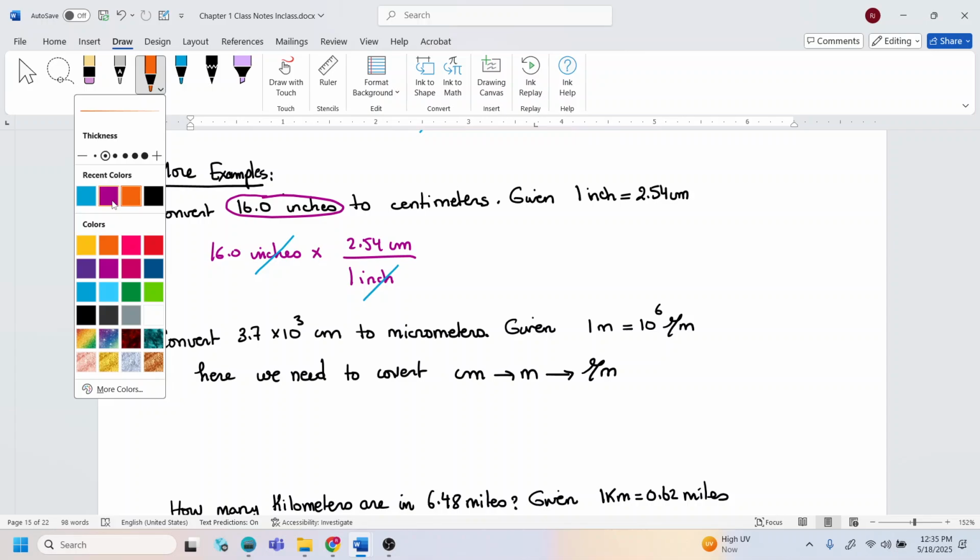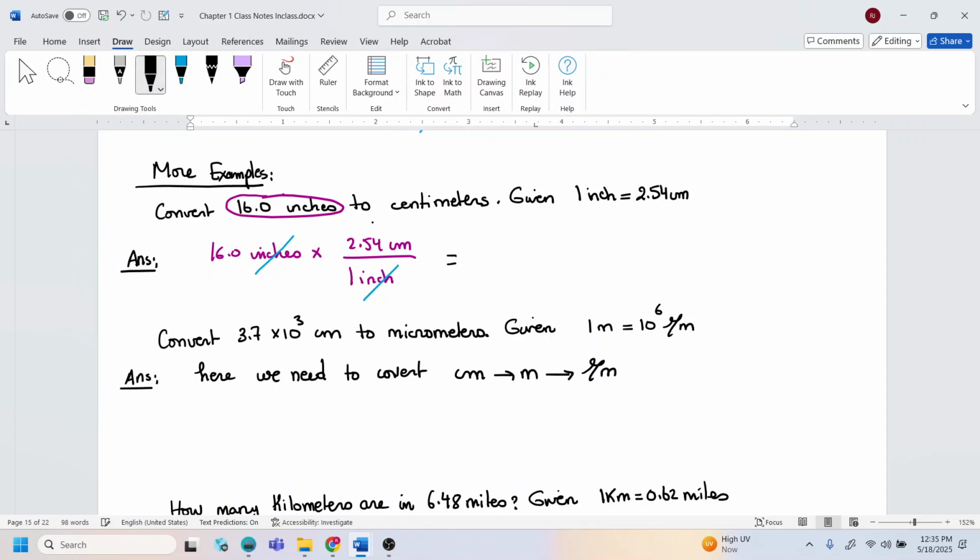And now my answer is going to be 40.6 centimeters. Units are a must to add. So please make sure to put your unit, because your number means nothing without your unit. What's remaining is the centimeter, so we go ahead and put the centimeter. See, my given was 3 significant figures, right? So my answer over here is going to be 3 significant figures. I don't care how many significant figures my conversion factor has, because my conversion factor is fixed.